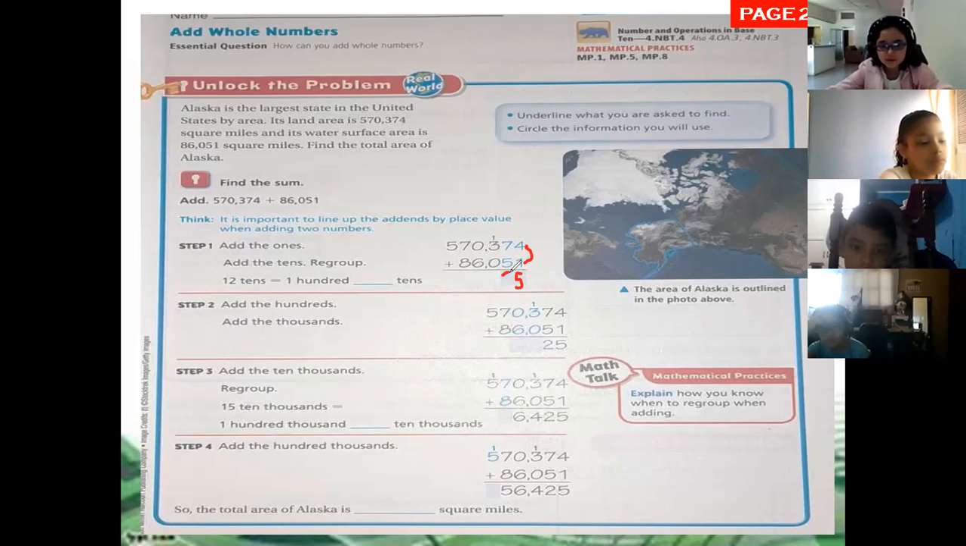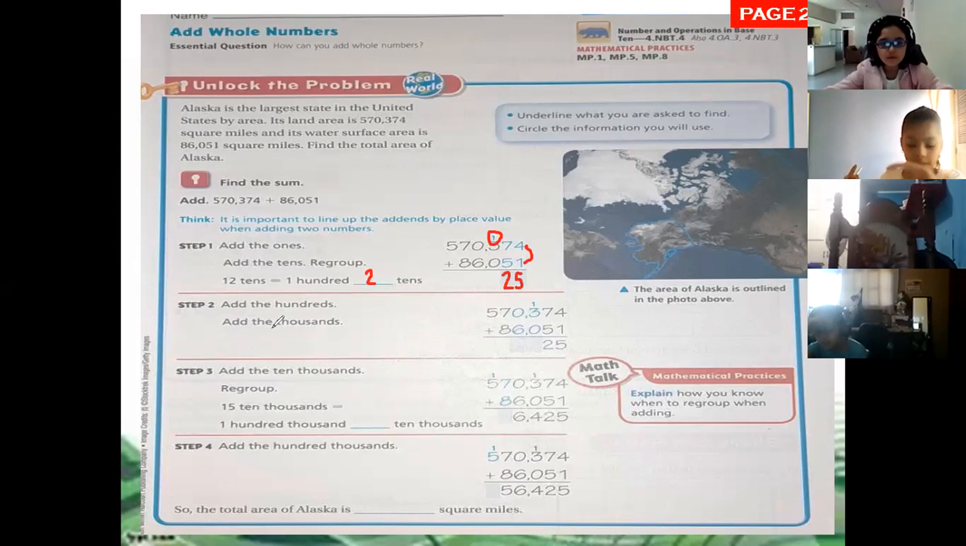12. Okay, I'm going to grab 2 and I'm going to regroup 1. If you see over there, you need to regroup 1. So it means that you are going to have 2 tens. 25. Okay, so let's continue in step number 2.